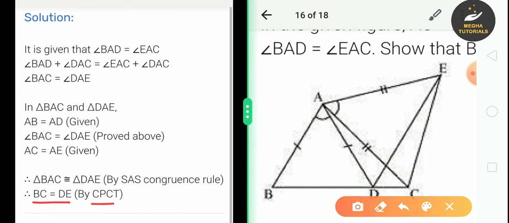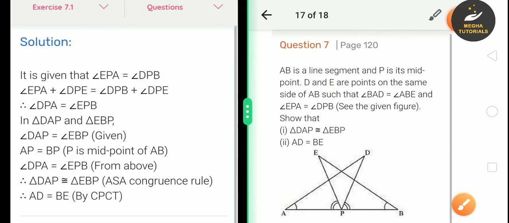This is the required proof. Question 7. AB is a line segment and P is its midpoint. D and E are points on the same side of AB such that angle BAD is equal to angle ABE and angle EPA is equal to angle DPB. Show that triangle DAP is congruent with triangle EBP and AD is equal to BE.